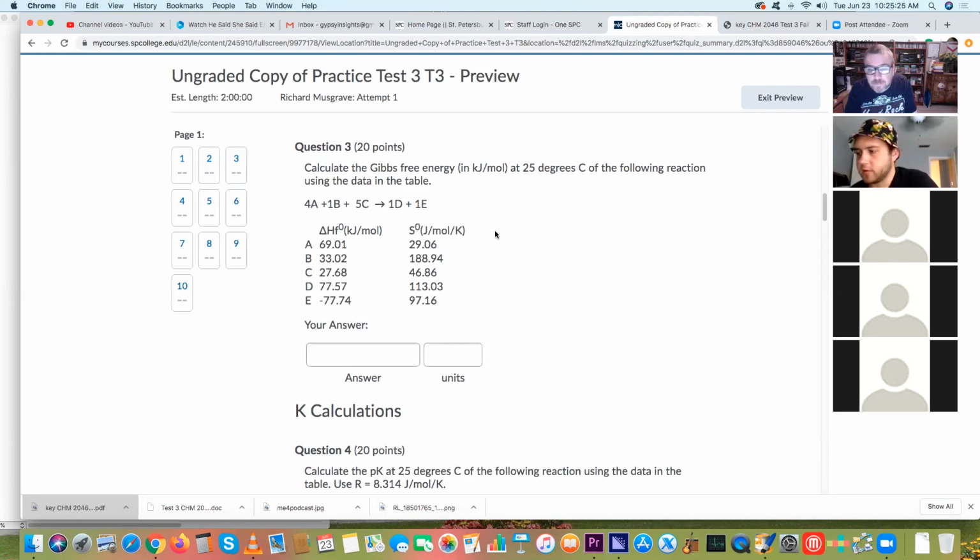Right. So delta G naught is how you pronounce it, with naught for the 0. So delta G naught equals delta H naught minus T delta S naught.